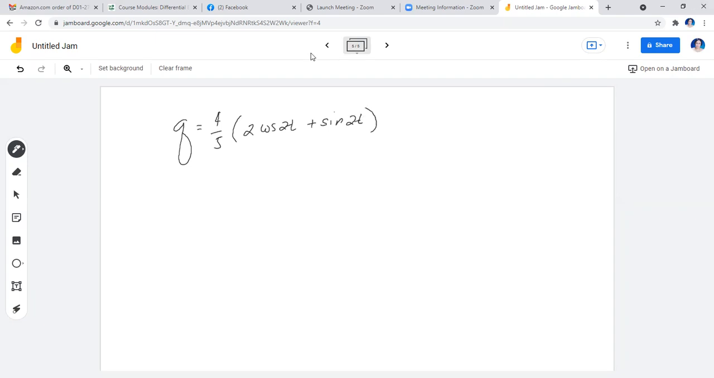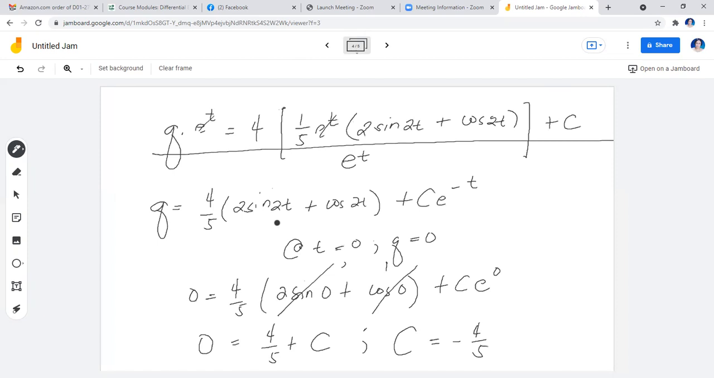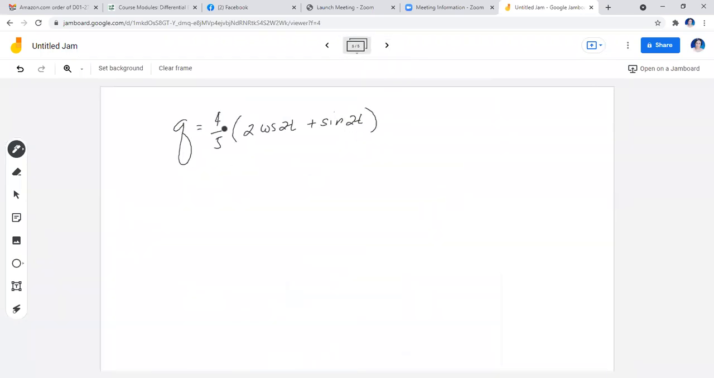Okay, I hope I got it right. 4/5 to cosine of 2t. Oh, I got it interchanged. 2 sine of 2t plus cosine of 2t. I got it interchanged. So this should be sine and this should be cosine.